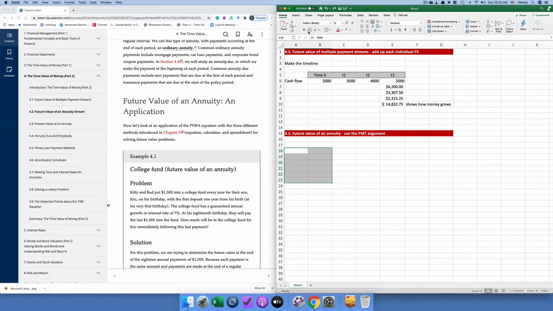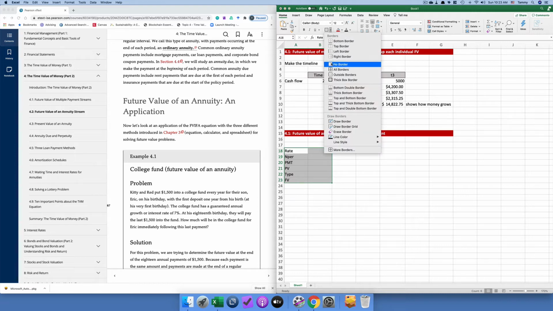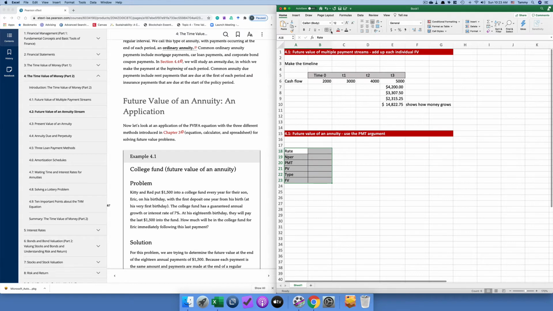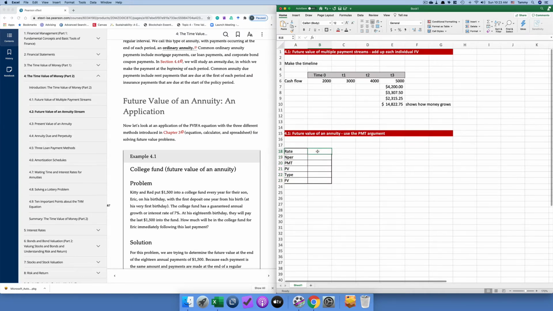Okay, so we're going to set this up just like we did in the last chapter. We're going to make a nice, neat little table for ourselves with a border, and then we're just going to take our information. The rate was 7%, and the number of periods was 18 years. But now we are going to use this payment argument. We want to know what is the future value of this series of payments.